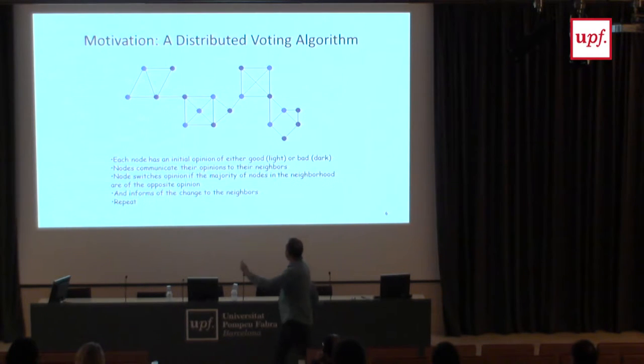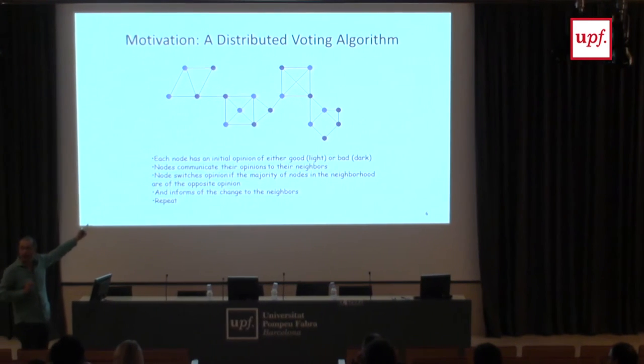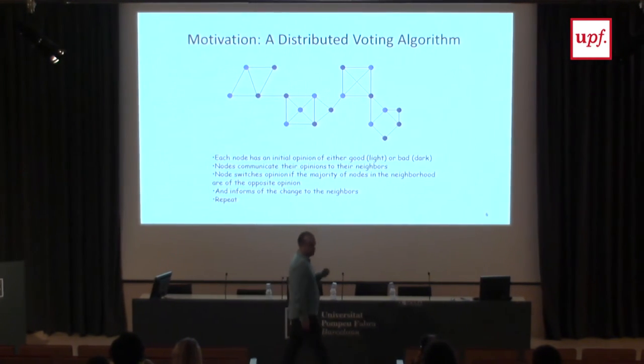The algorithm has 5 steps. The first step is that each node has an initial opinion, either good, that is the light color, or bad, that is the dark color. Okay? So the nodes are going to communicate their opinions to the neighbors. They're going to say, "Look, I have a good opinion or a bad opinion." Next, the nodes are going to receive these different votes from the neighbors, and then by majority, they will decide if they start being good or bad. And if they switch, they have to inform the neighbors that they changed. And they repeat. Okay? So this is a simple algorithm to do voting.